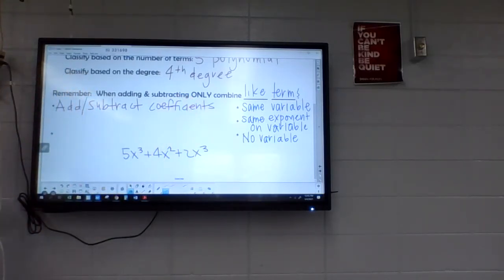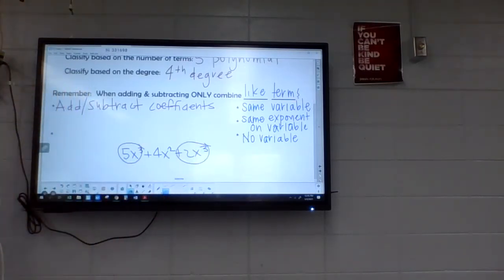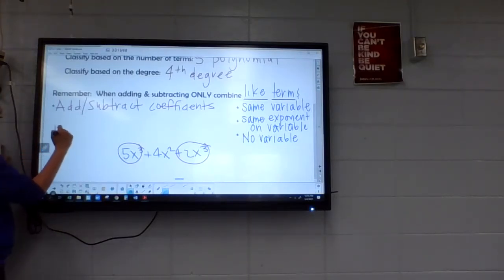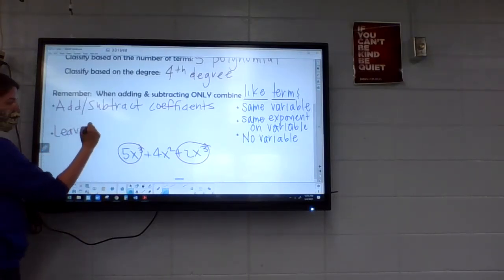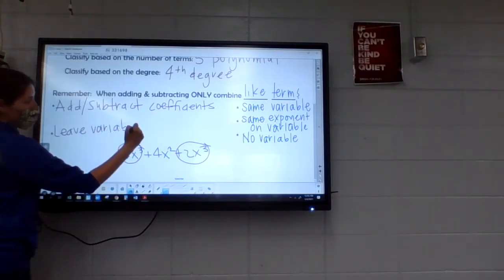So we're going to add or subtract these like terms, these coefficients. So the 5 and 2, we'll put those together. When we do that, we're not going to change the variable at all because we're adding here. So this isn't like when we multiply and then we add those exponents. You're going to leave the variable and the exponent as they are. Not really the opposite, just different.